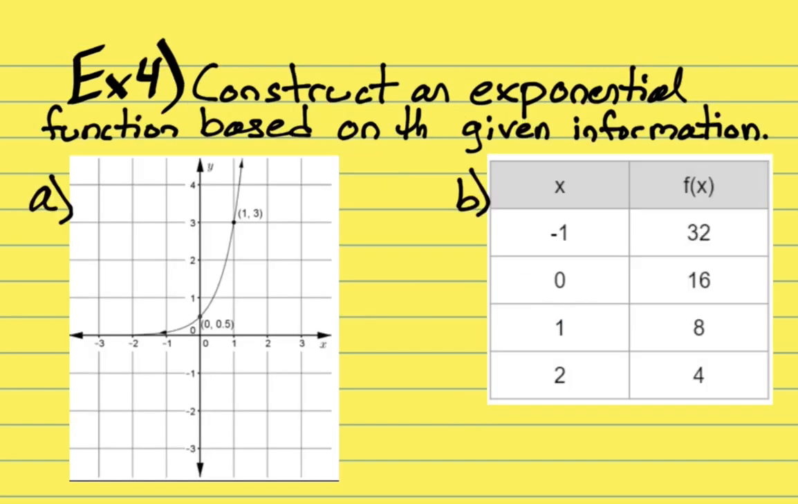So this next example has a couple for you to try. Consider pausing the video right now and trying to get these ones before I explain them. So we can see in part A that the graph crosses the y-axis at 0.5, meaning the initial value is 0.5, so that is A.